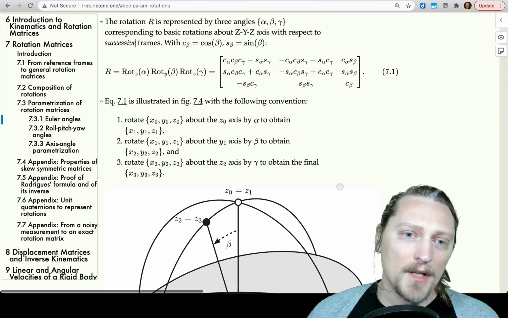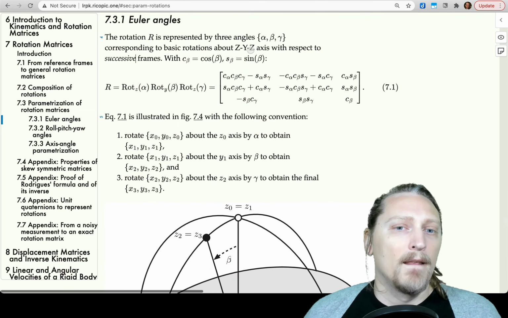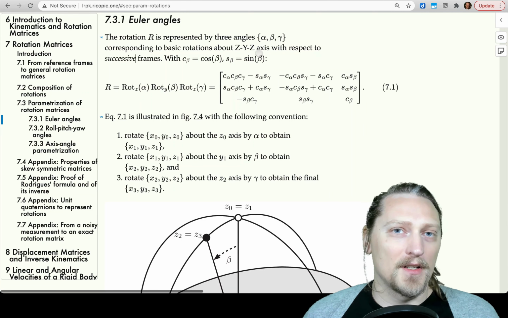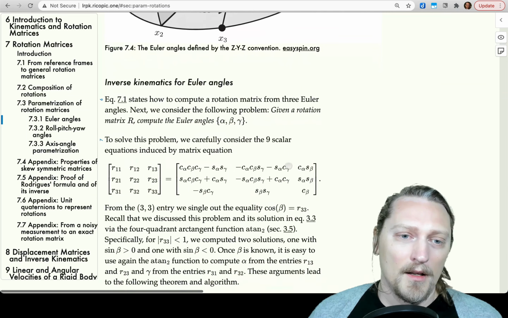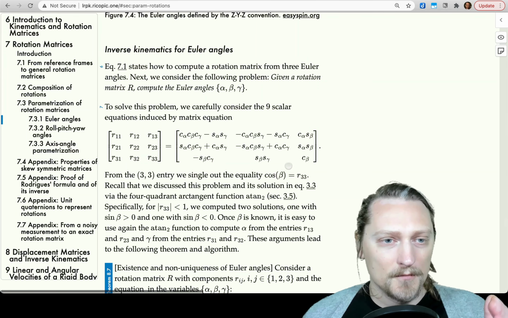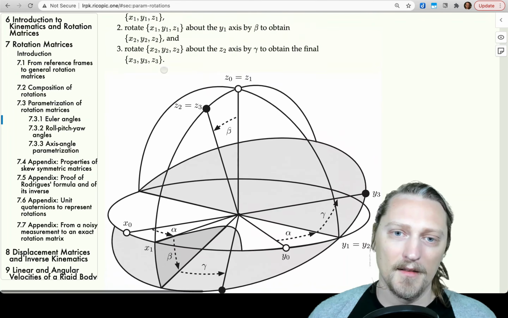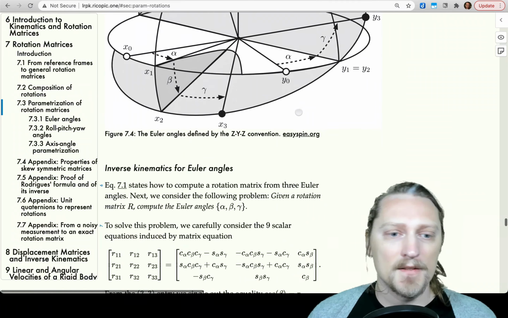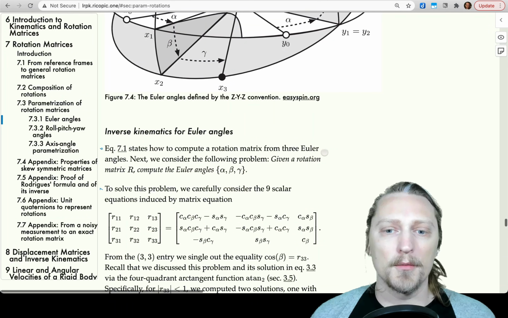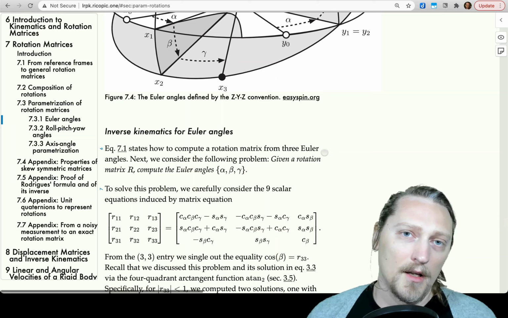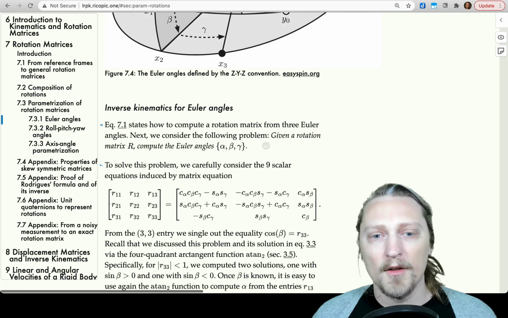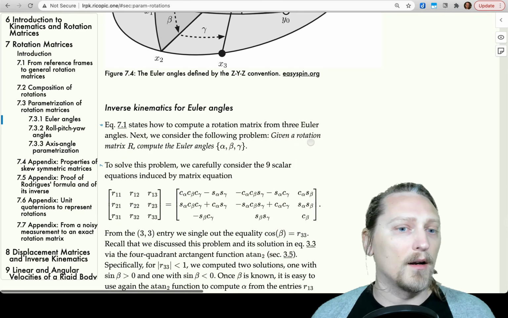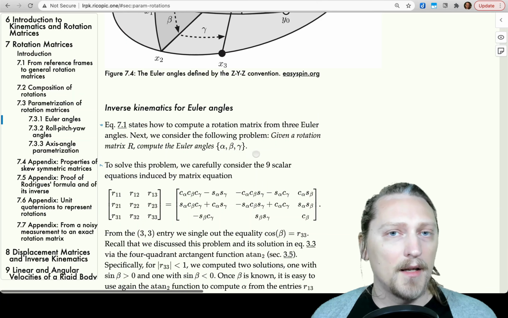Even though the rotation is z, y, z, they're not the same z-axis. These are successive frames. So the initial rotation and the final rotation are not a rotation about the same axis. Inverse kinematics for Euler angles. Equation 7.1, this big one here, states how to compute a rotation matrix from 3 Euler angles. So how do you get the rotation matrix given alpha, beta, gamma? Next, we consider the following problem. Given a rotation matrix R, compute the Euler angles alpha, beta, gamma, so the inverse.